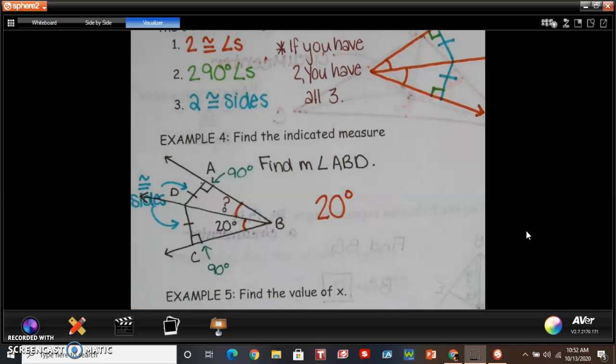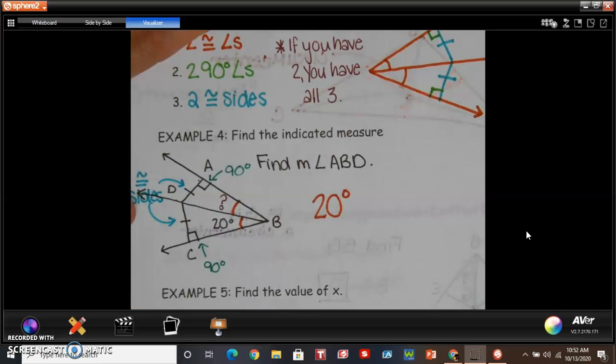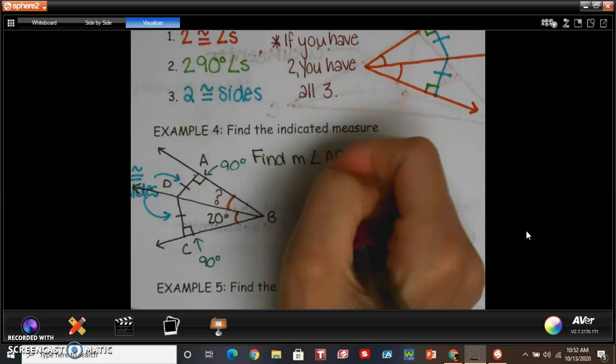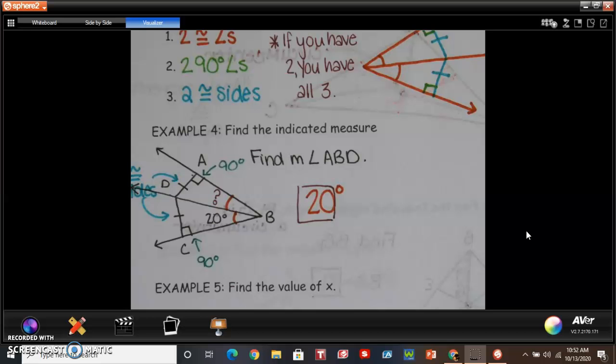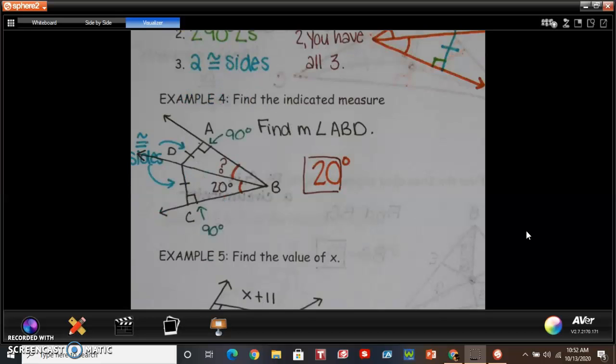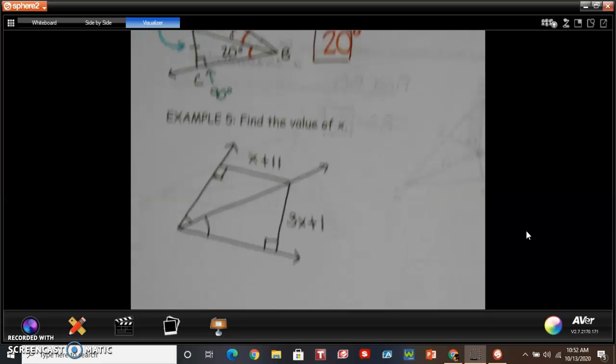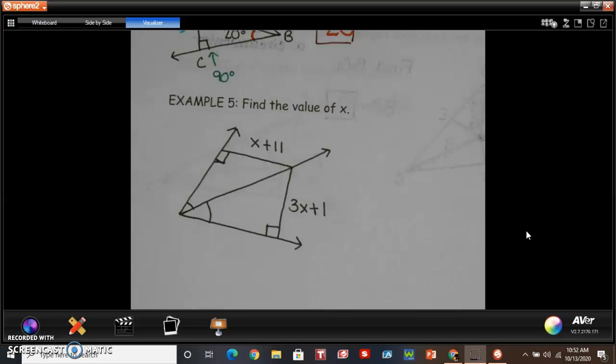Now, when you type this in on your homework, just type in the 20. Please do not type in the degree sign. 20 is all you would put in. Okay? Let's continue on. Remember, if you have 2, you have all 3, and that's what's going to help us right here. So we want to solve for x, and we need to figure out what to do with our algebraic expressions here to be able to solve for x.